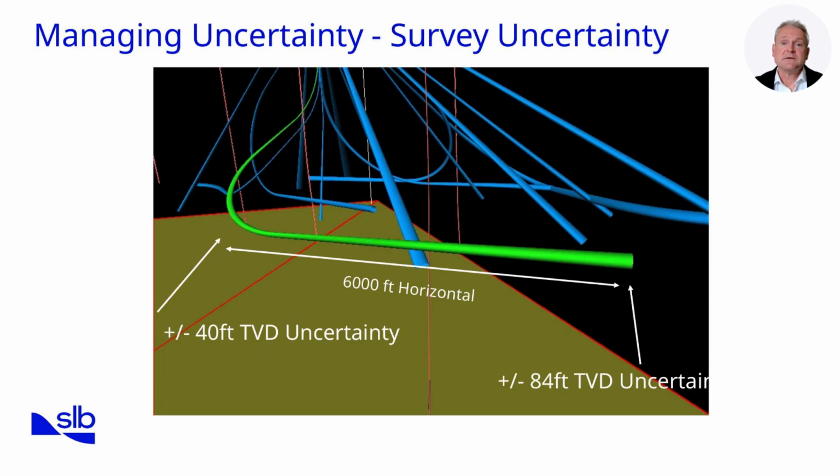Surveying is never exact. Every wellbore position has an associated uncertainty. The picture shows a horizontal well in green. The cumulative survey error at the heel of the well is plus or minus 40 feet of true vertical depth uncertainty. At the end of the lateral, the cumulative error has increased to plus or minus 84 feet of TVD uncertainty. The point is clear. As the well extends, the error in our calculated position grows. This matters because small positional errors can lead us to drill outside the reservoir. That is why understanding and managing uncertainty is central to geosteering.